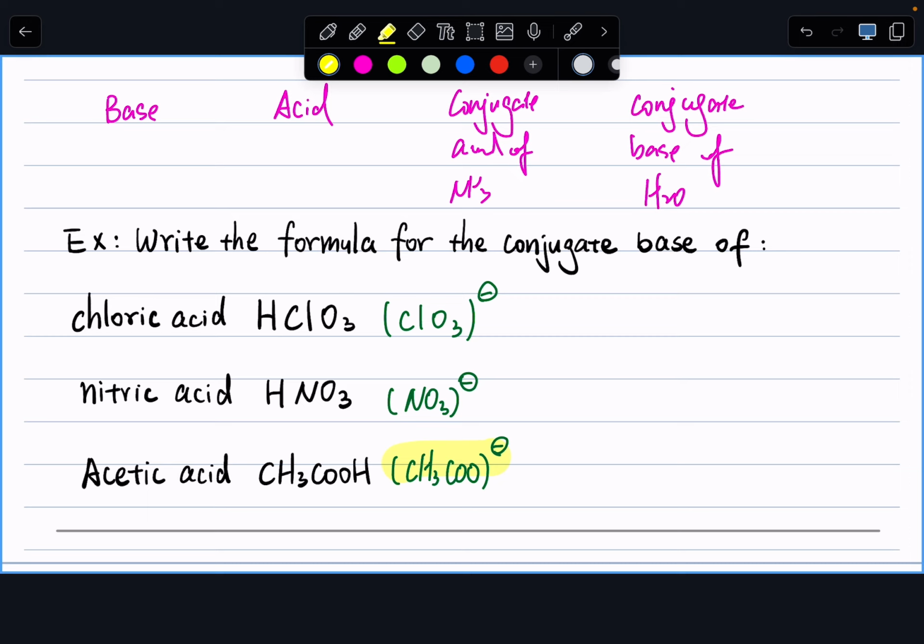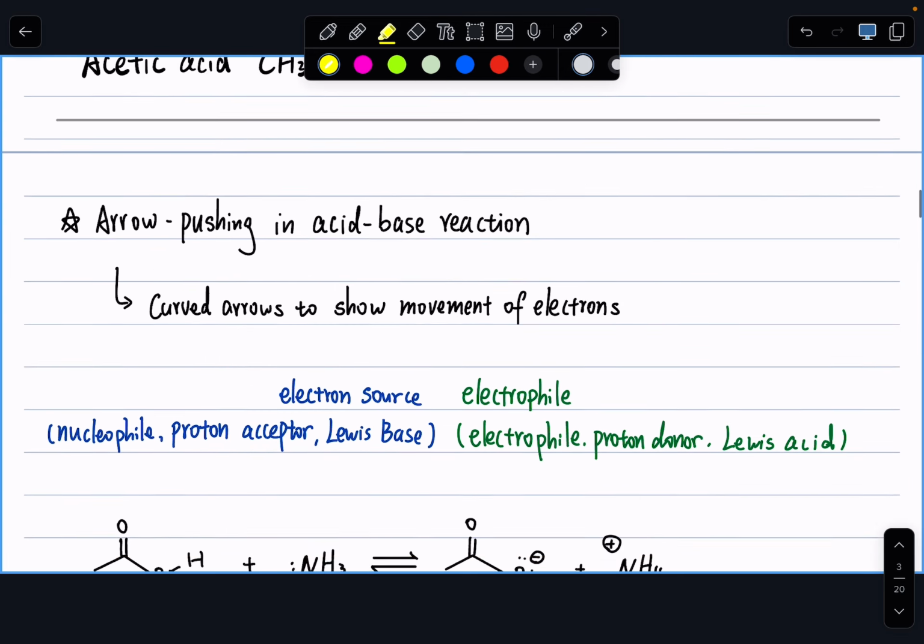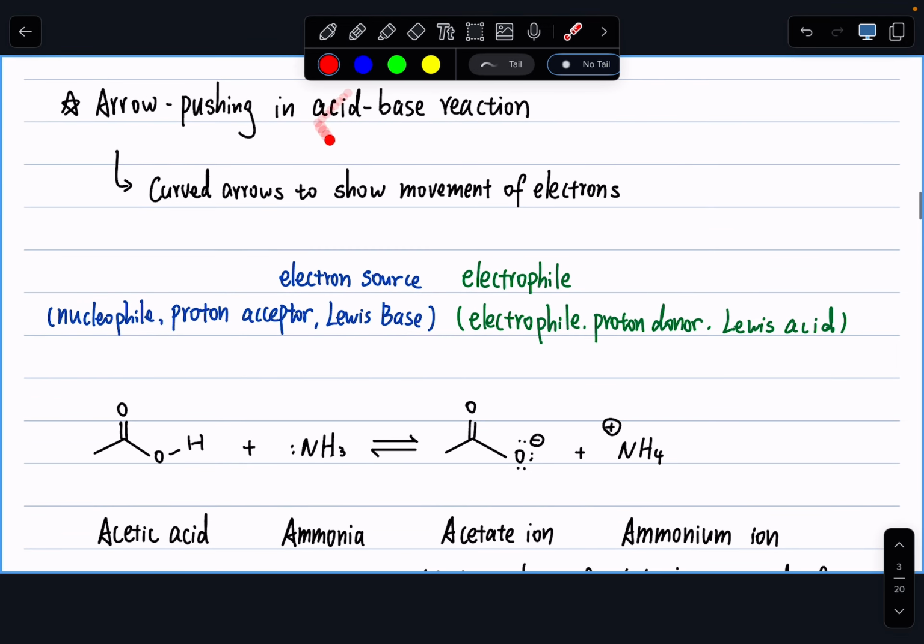All right. So this is a general introduction, some terminologies of acid-base chemistry. And next up, we have arrow pushing in acid-base reactions. We already did a little bit of it. We also did arrow pushing a little bit when we were looking at functional groups. So now it's a good point to finally set some written rules for arrow pushing.